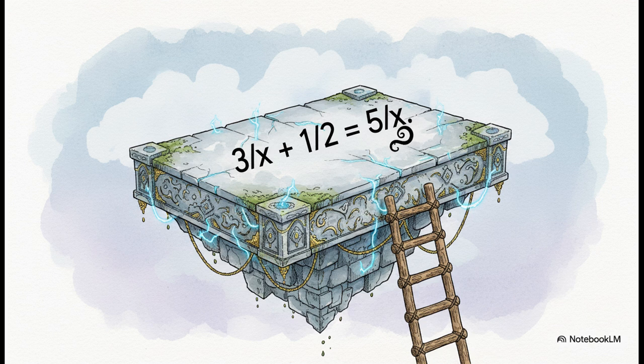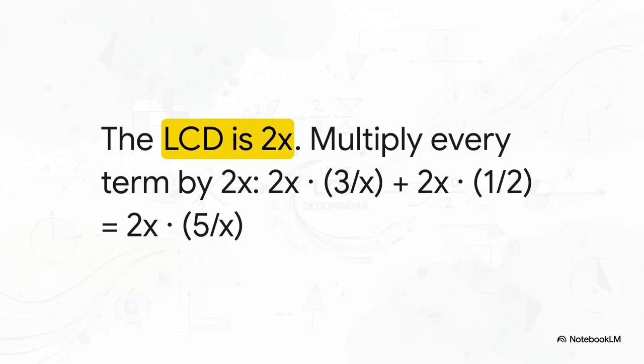The setup looks a little different, but believe me, the process is exactly the same. So what's our LCD now? Well, we have an x and a 2 in our denominators. To find the LCD, we just need to include both parts. So our LCD is simply 2x.